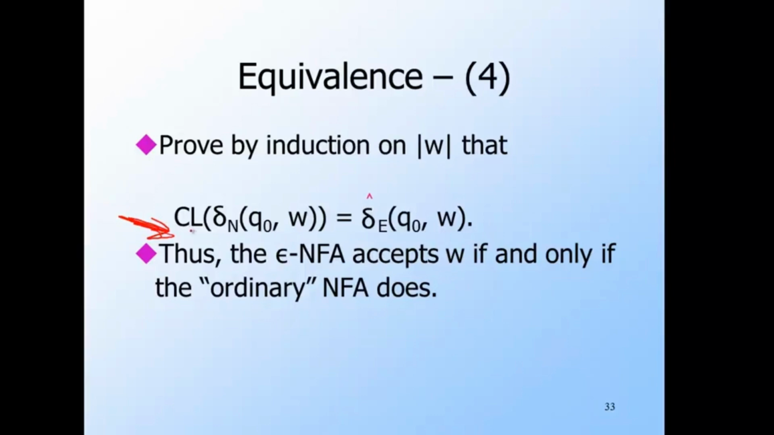That is, if delta E contains an accepting state, then delta N of Q0 and W will contain a state which has also been made accepting because it can reach on epsilons an accepting state of the epsilon NFA.